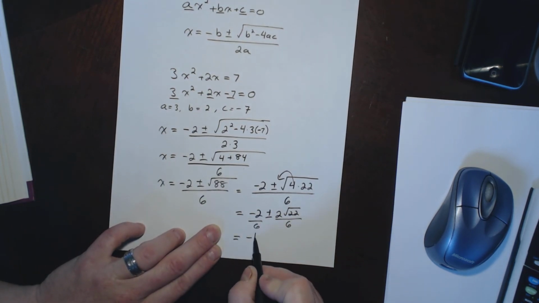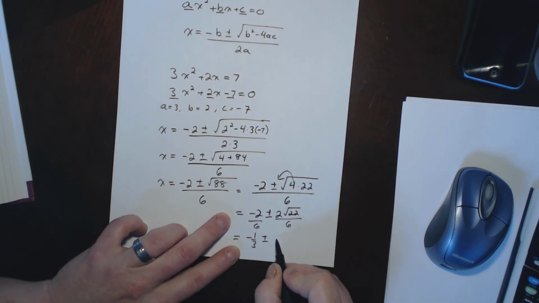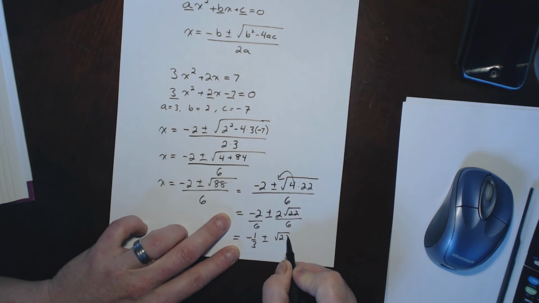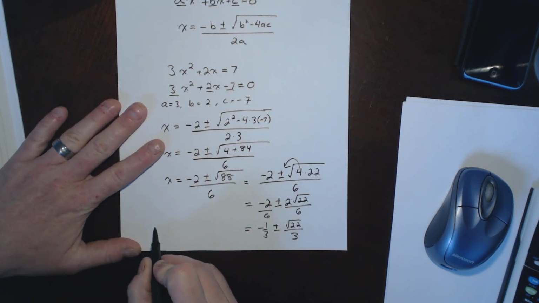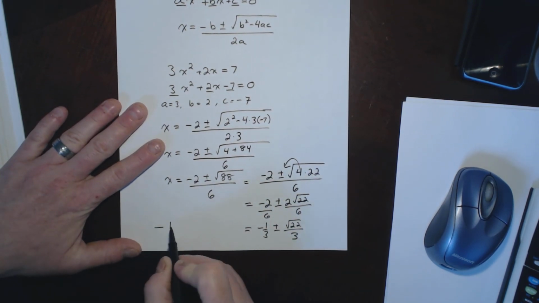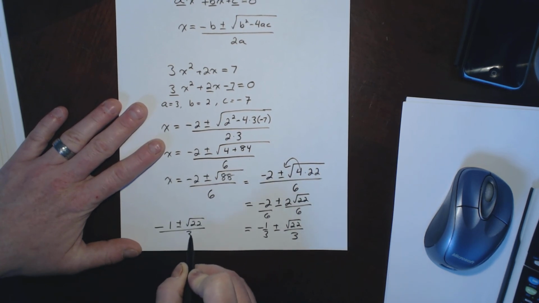Negative 2 divided by 3 is negative 1/3. Plus or minus 2 divided by 3 is 1/3. So I'm going to end up with the square root of 22 and divide it by 3. I can write it as minus 1 plus or minus the square root of 22 divided by 3.